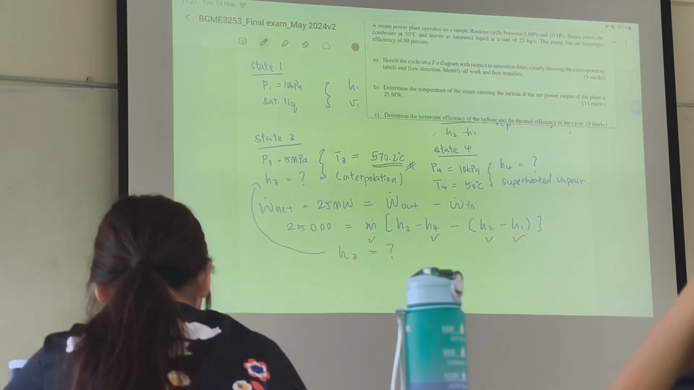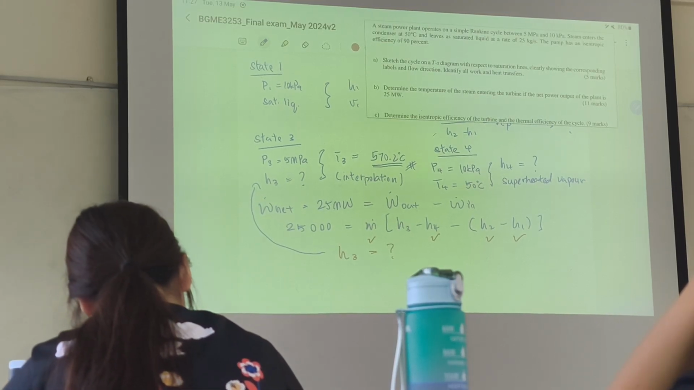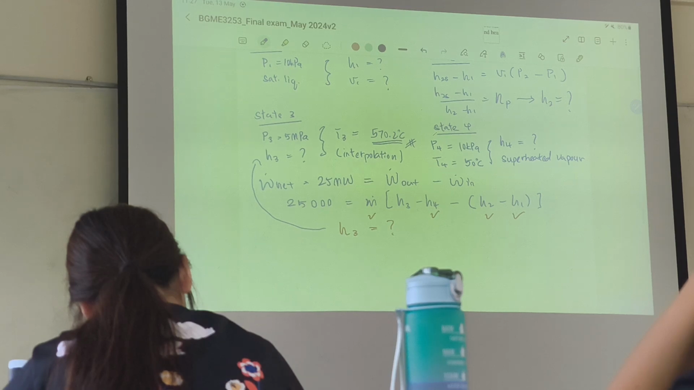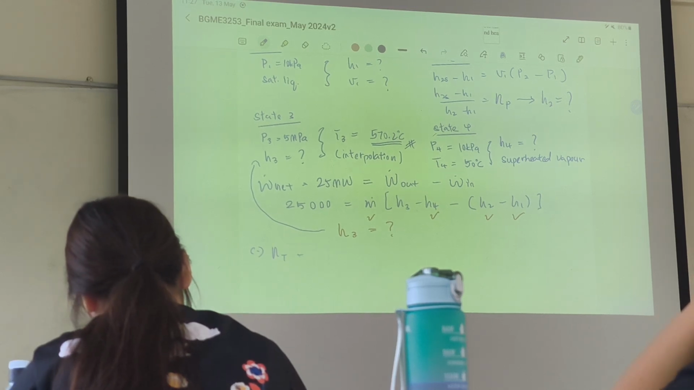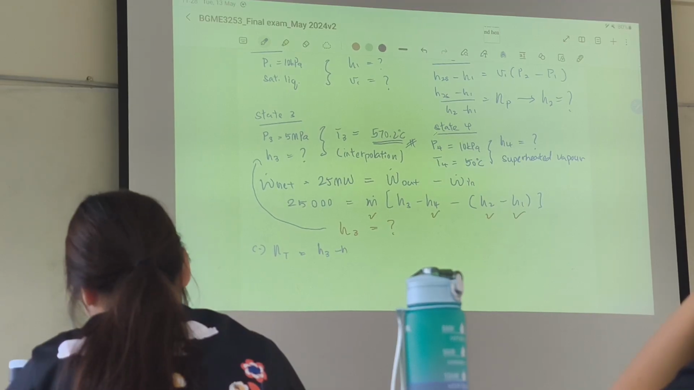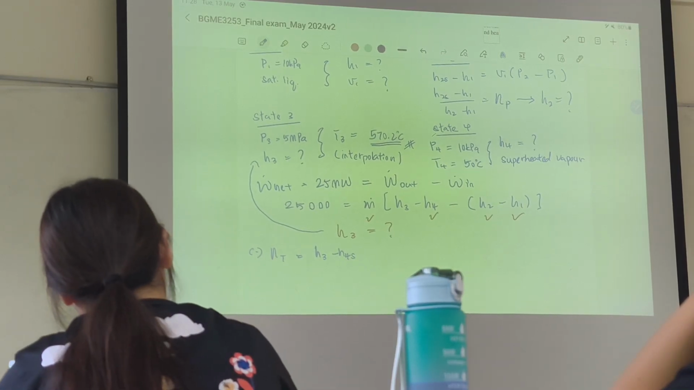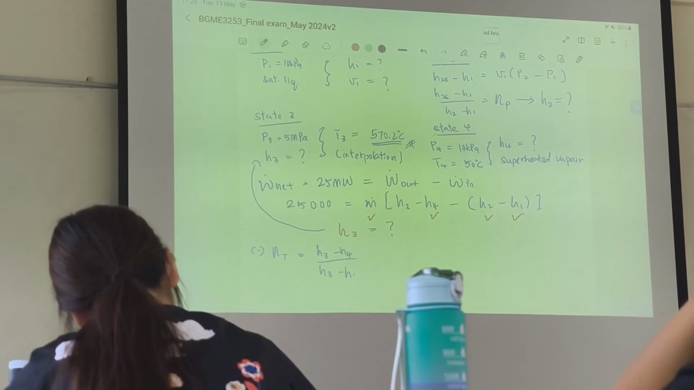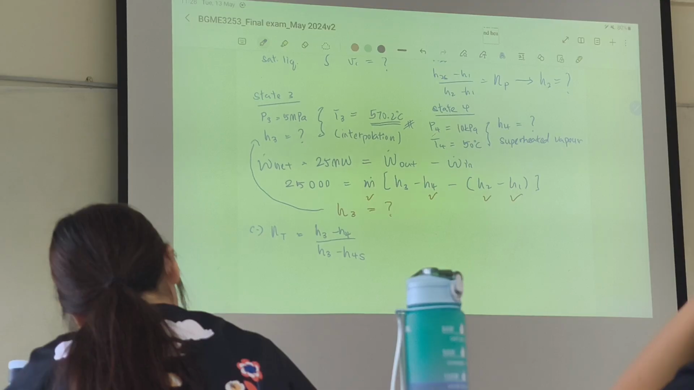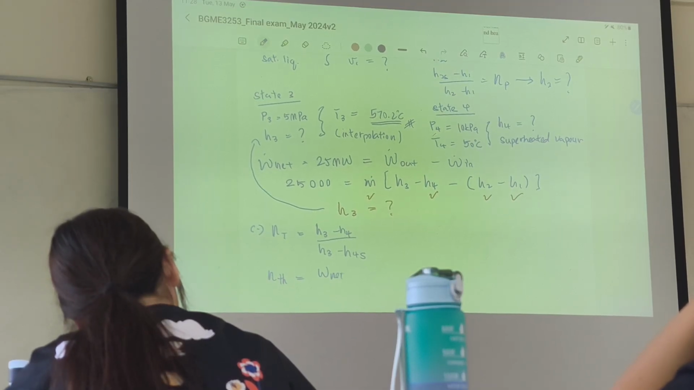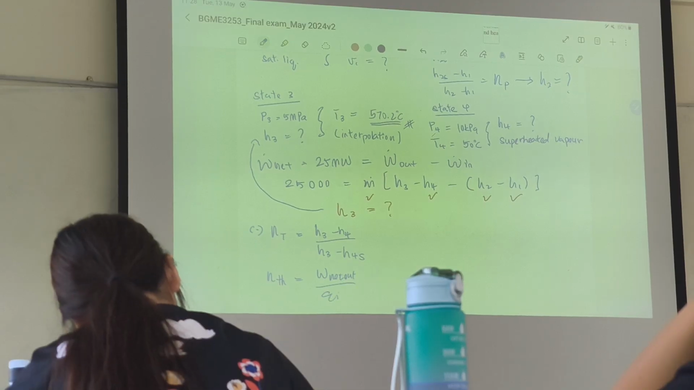Here's the one. Then we look at C. C asks for isentropic efficiency of the turbine and also thermal efficiency of the cycle. So, isentropic efficiency of the turbine, we know that this equation is H3 minus H4 over H3 minus H4S, and thermal efficiency is just work net out over QE.